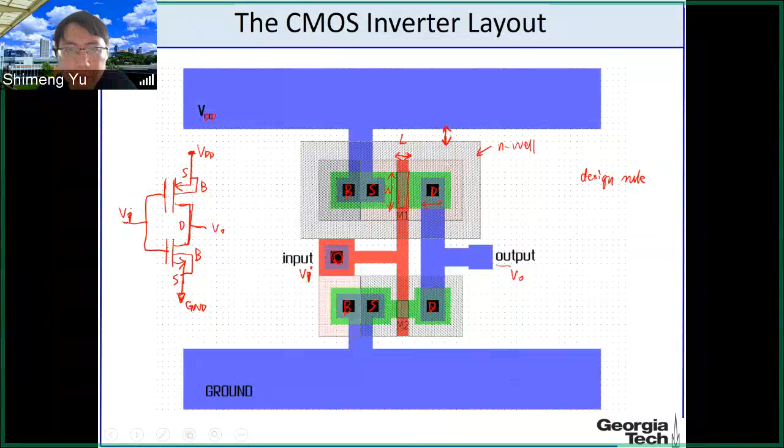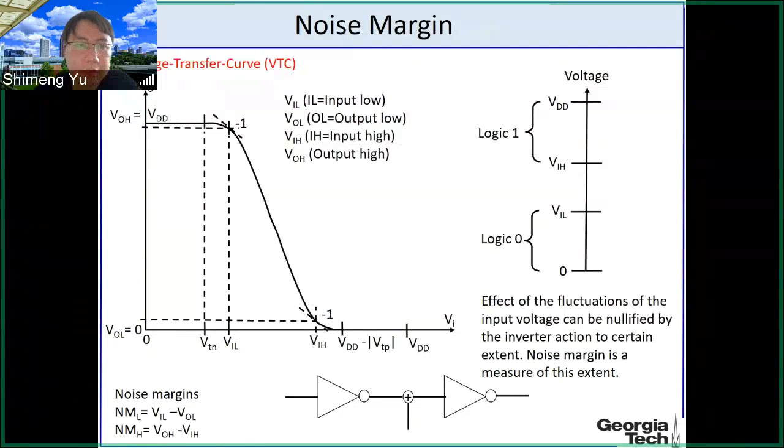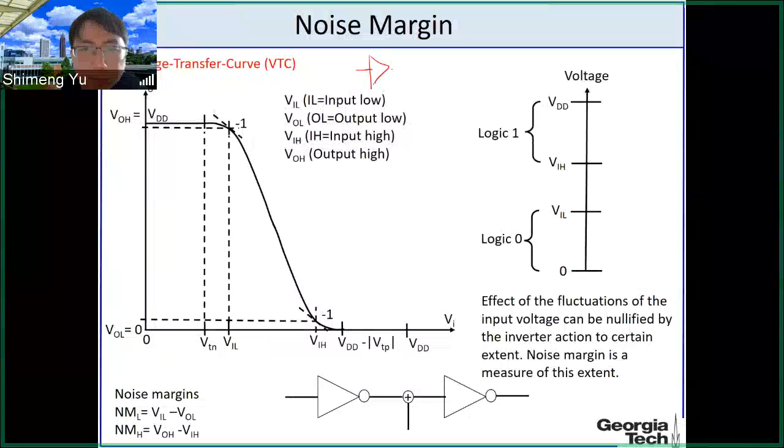So today we are going to continue our discussions on the operations of the CMOS inverter. The first one is the voltage transfer curve. This is a very important concept in the CMOS inverter. Basically we are looking at the CMOS inverter and the input and output voltage, Vi and Vo. This voltage transfer curve, VTC, talks about the relationship between the input and output voltage. The x-axis is Vi, the y-axis is Vo.